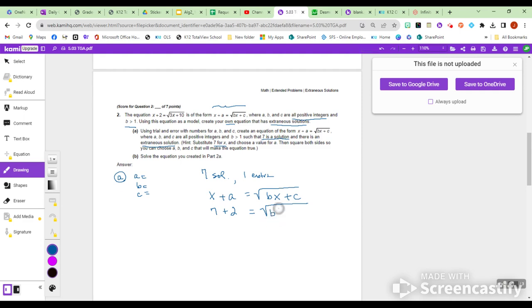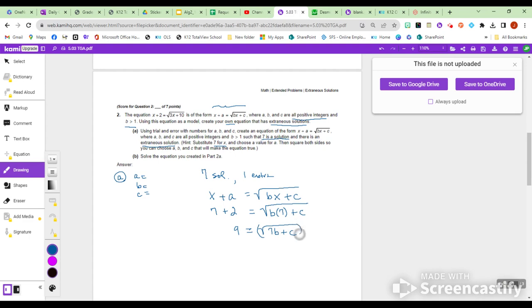X is 7. And then we have the C. So it says square both sides, so you can choose A, B, and C. Choose an A, B, and a C that will fit the description of our equation. So 7 plus 2 is 9. Over here, we're going to end up with 7B plus C.